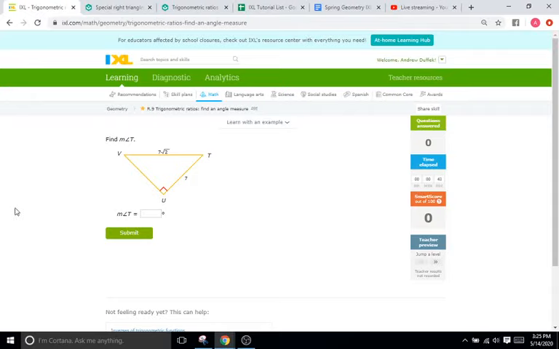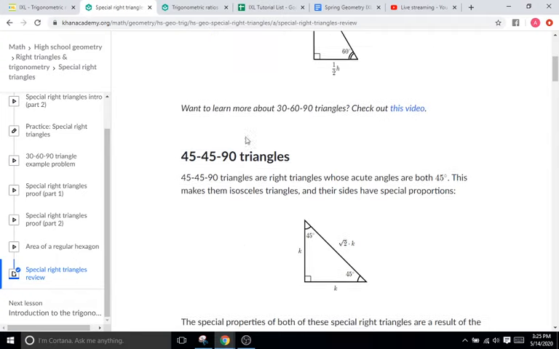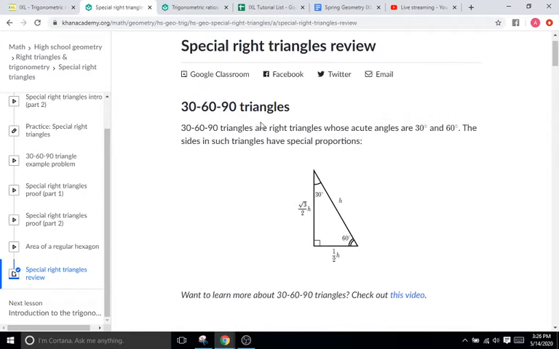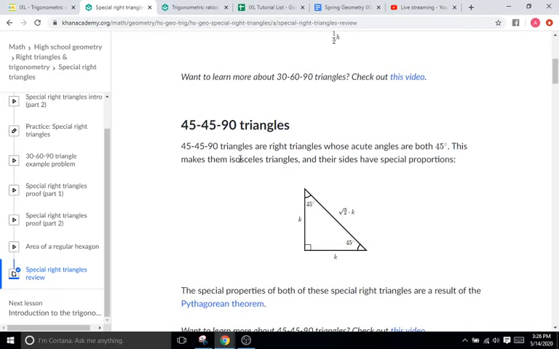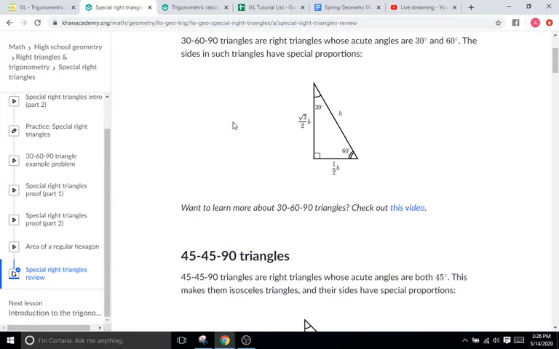This is Mr. Duffick, and today we are doing IXL R9, which has to do with trig ratios and finding the angle measures within these right triangles. So, no surprise, you probably need to remember the special right triangles, at least for the beginning part of this IXL. That's going to be the 30, 60, 90 triangles, along with the 45, 45, 90 degree triangles. And specifically, you have to remember the ratios between the sides.